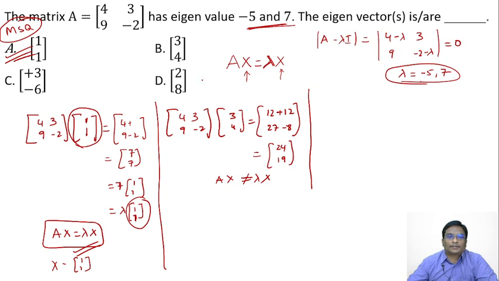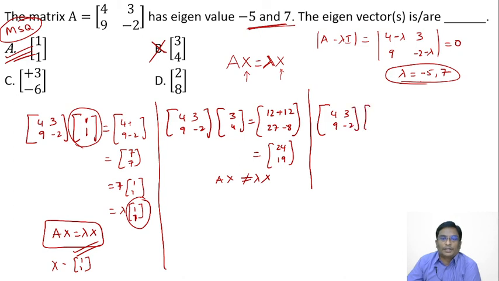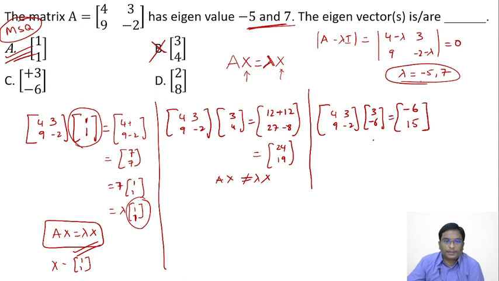Let us take option C. This is [4, 3; 9, -2] and a vector here, (3, -6). Let us multiply. This is 12 minus 18, which is minus 6, and 27 minus 12, which is 15. This also is not following anything here.